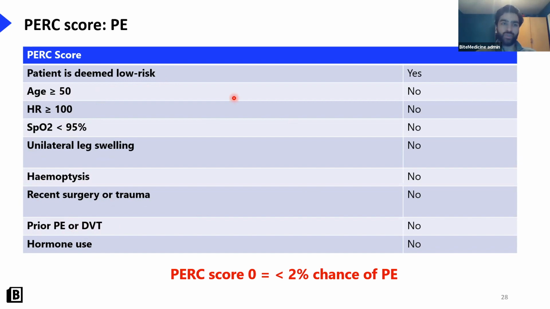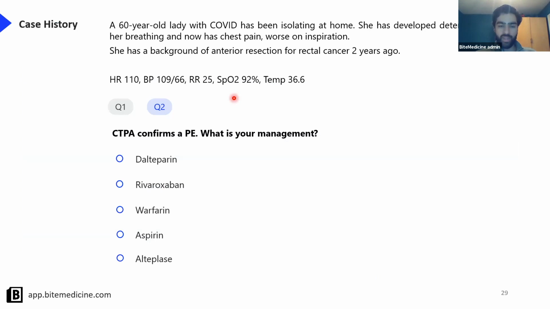Someone's asked about the PESI score. The PESI score, you use that once you've diagnosed a PE to see, essentially, how risky that PE is. CT confirms a PE. What is your management? Let's have a look. It's a very good question.